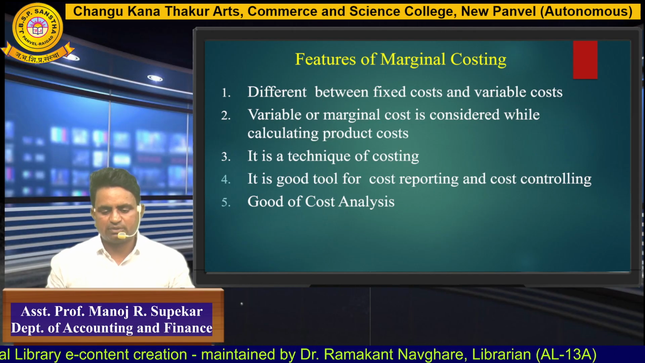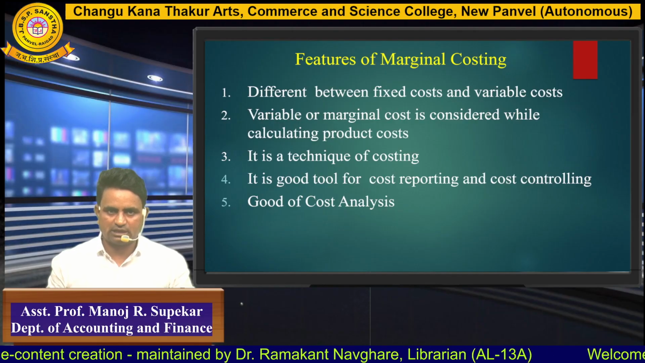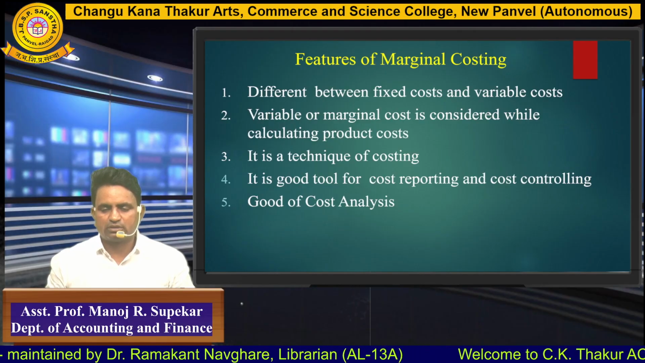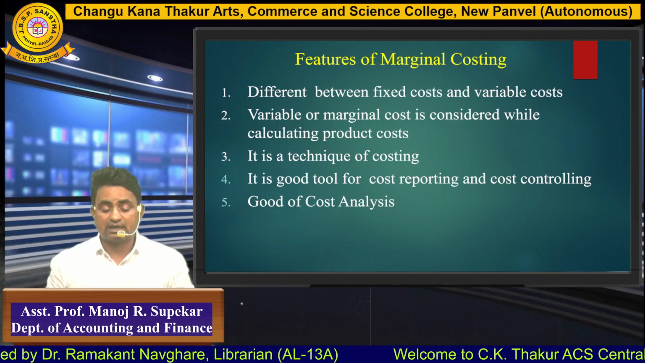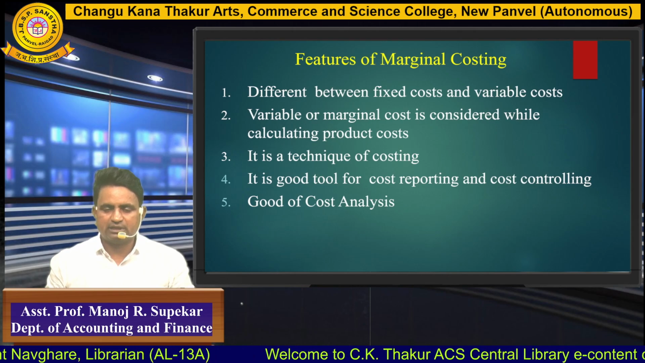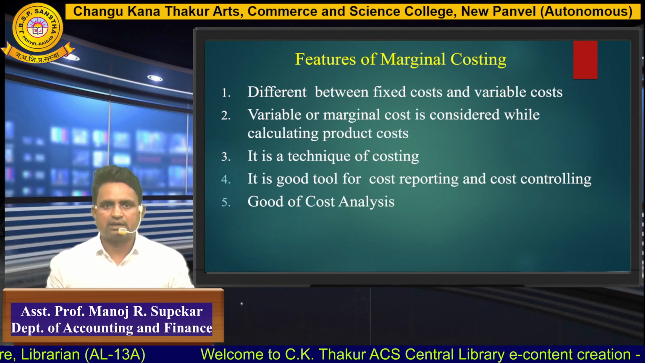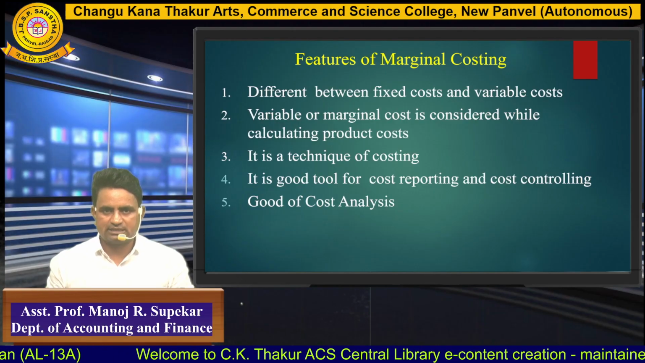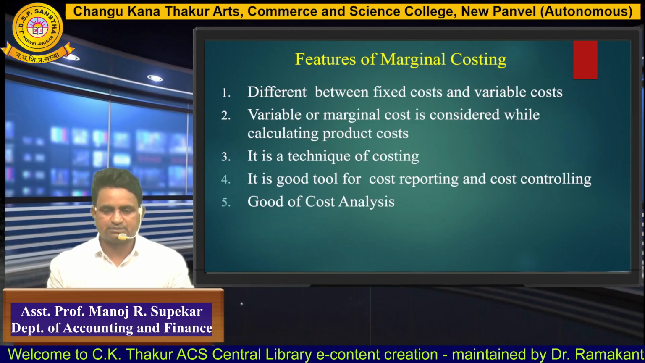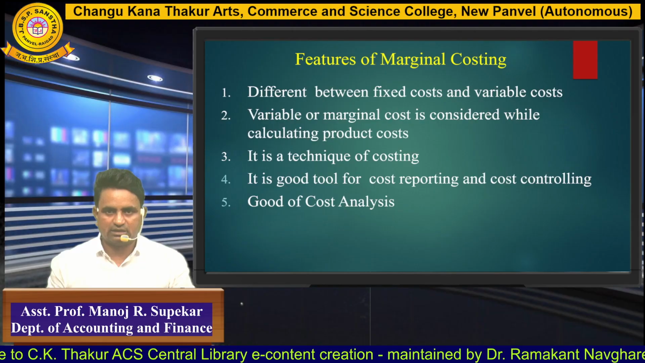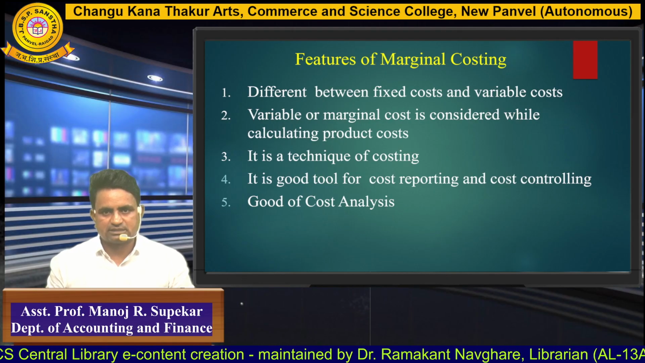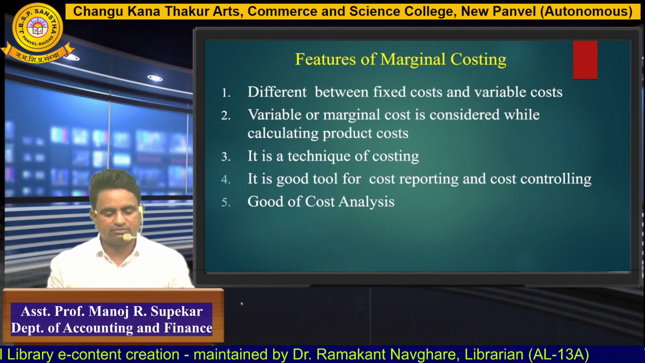For finalization of a product cost, variable cost is considered separately and fixed cost is considered separately. The third important feature of marginal costing is that it is a technique of costing. Through this technique, a manufacturing organization can easily understand the cost analysis, profit analysis, expected profit analysis, expected sales analysis, BEP level, and margin of safety level also. All such things can be analyzed by a manufacturing organization in a very simple manner.